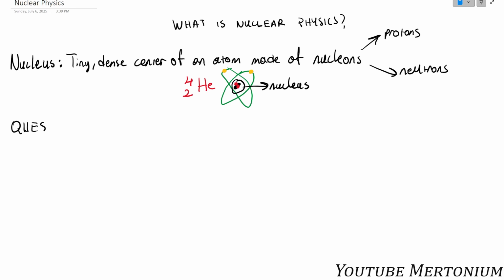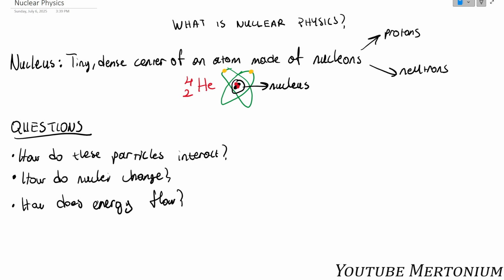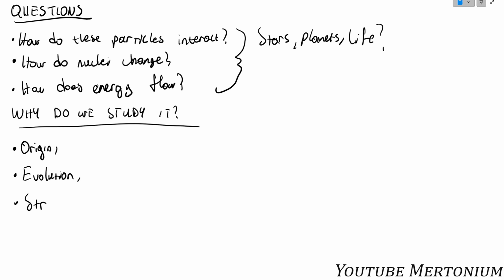We are interested in 3 big questions. How do these particles interact? How do nuclei change, like when they decay? And how does energy flow in these processes? These questions don't just help us understand atoms, they help us understand everything, from stars and planets to life itself. Our ultimate goal is to understand the origin, evolution, and structure of matter, specifically the ordinary matter that makes up the universe. We call this baryonic matter, and it includes everything you see around you.